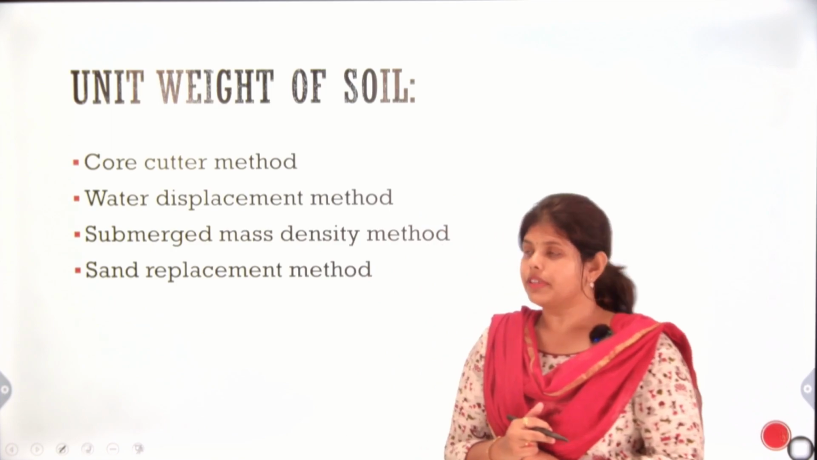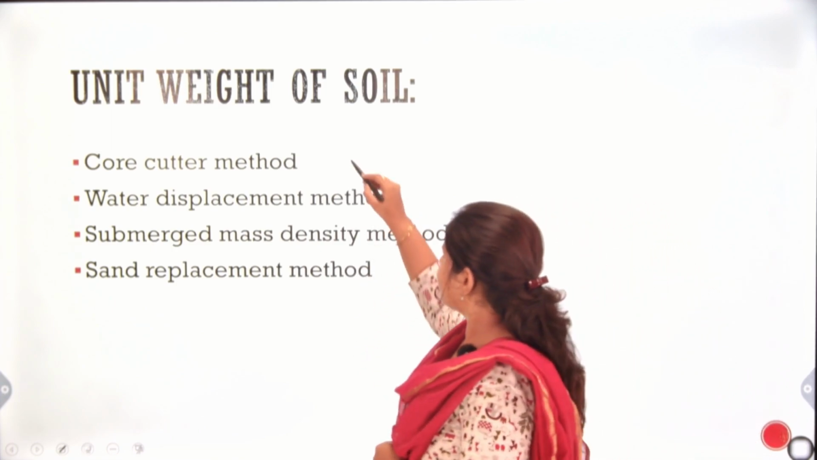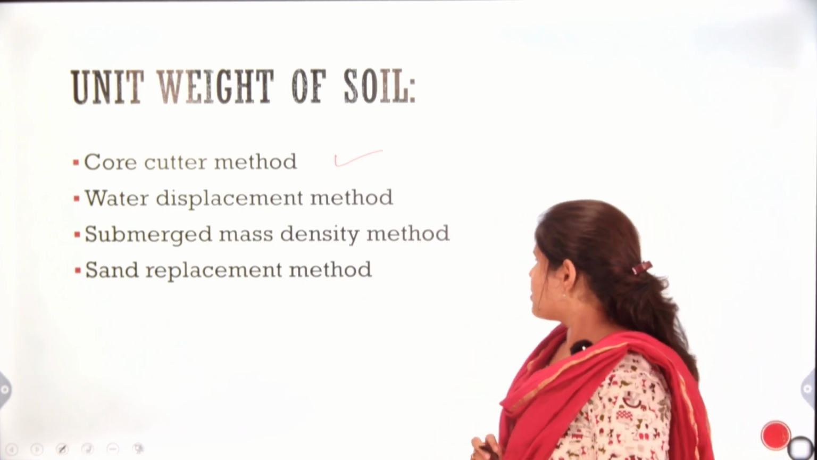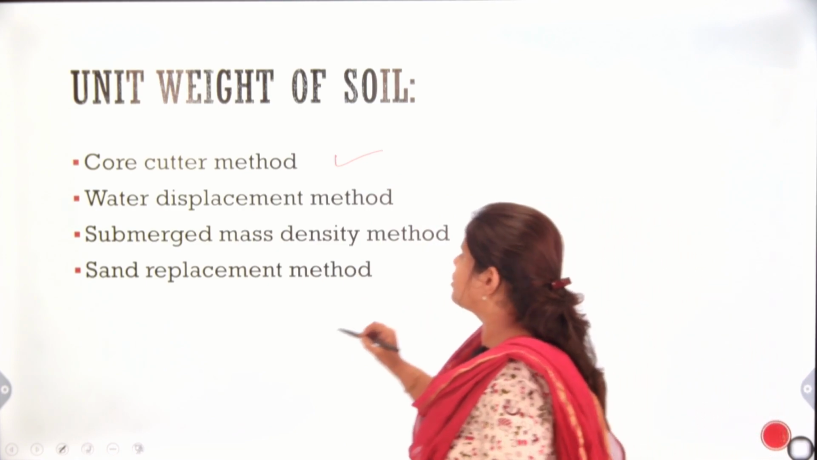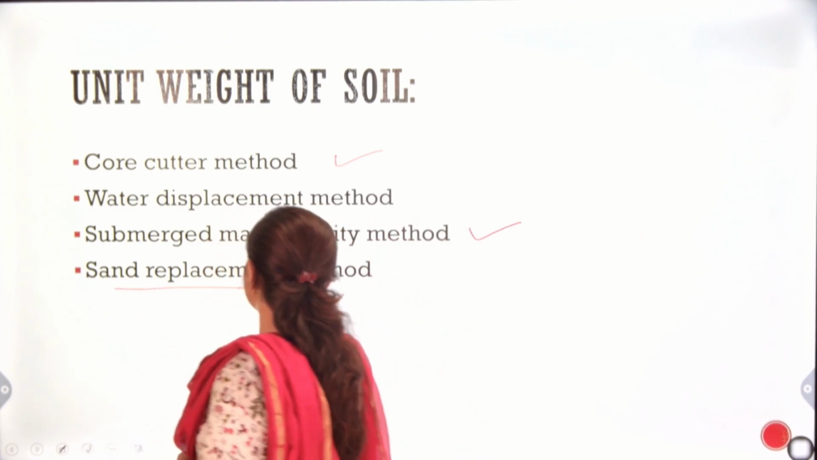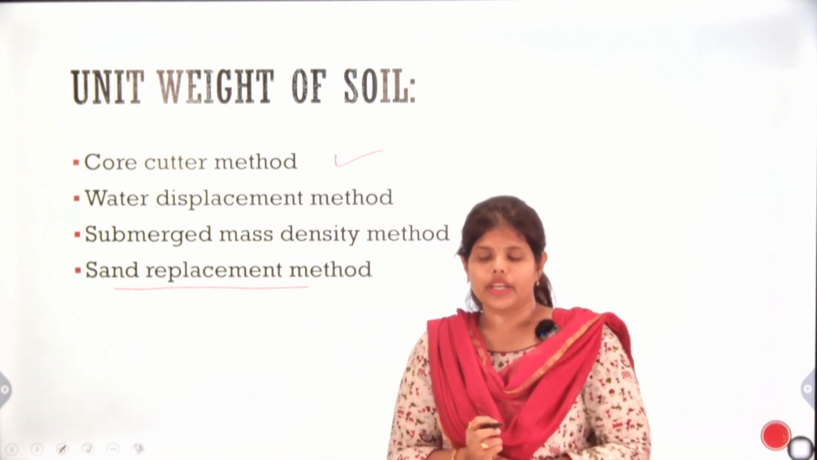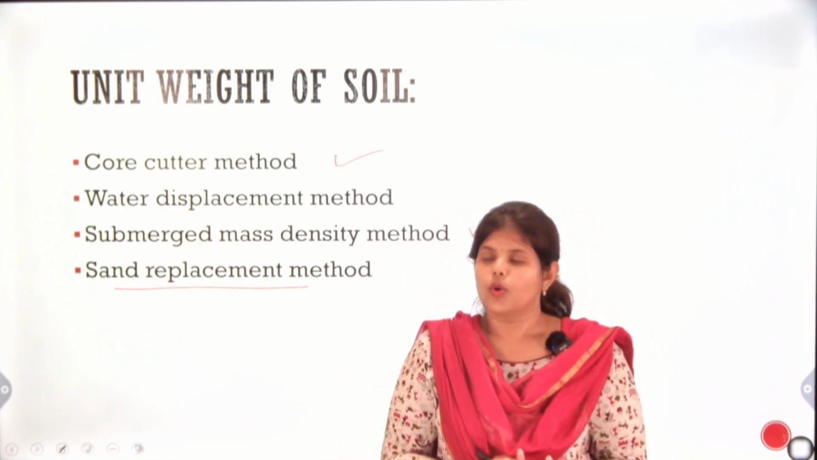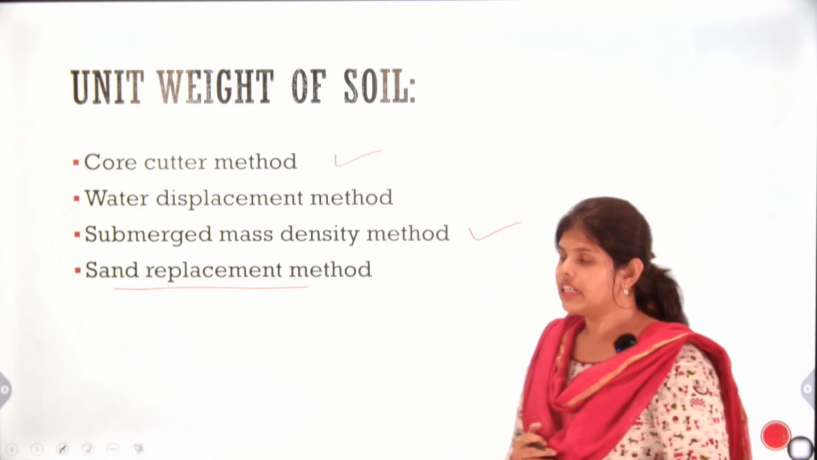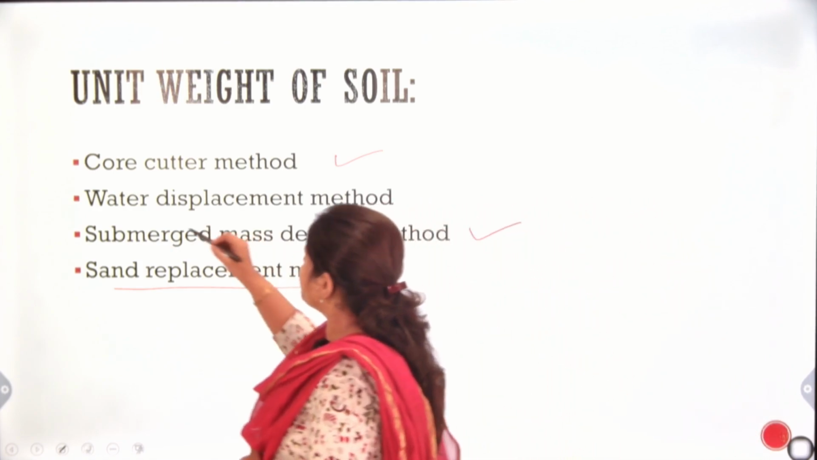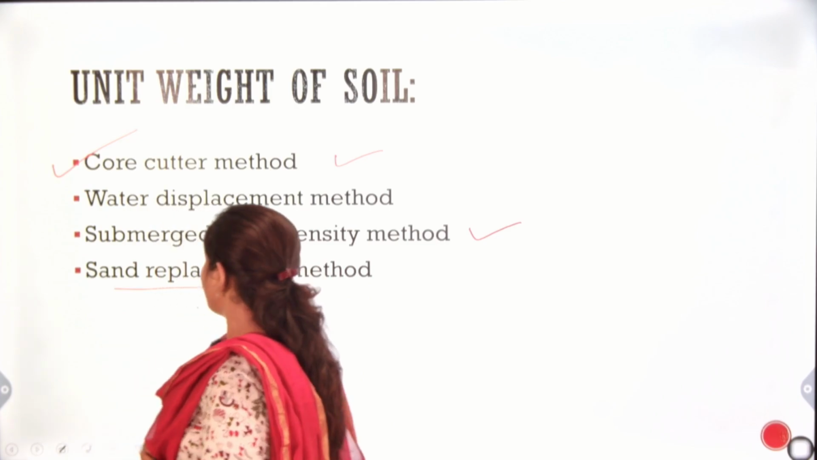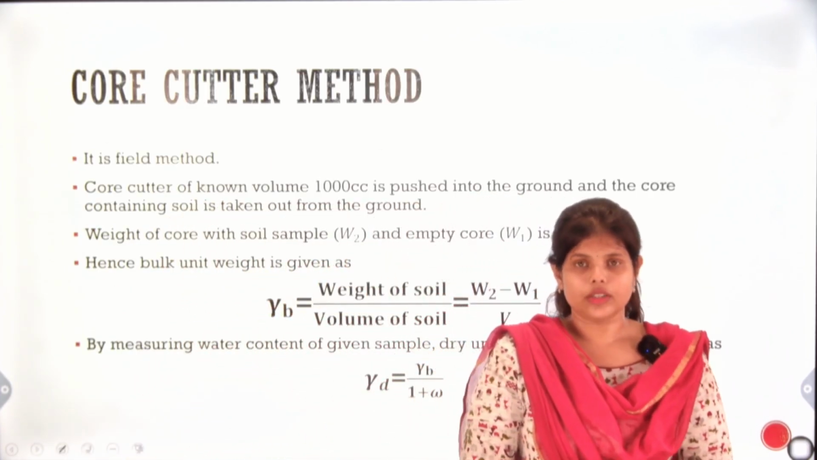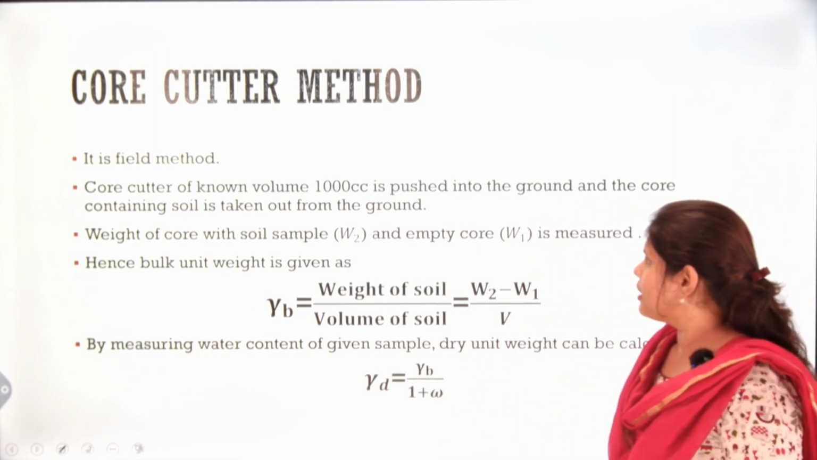These methods are the core cutter method, water displacement method, and submerged mass density method. The most important is the sand replacement method. These are some field methods; we can only conduct them in the field. First, going to the core cutter method. Basically, the core cutter method is a field method.